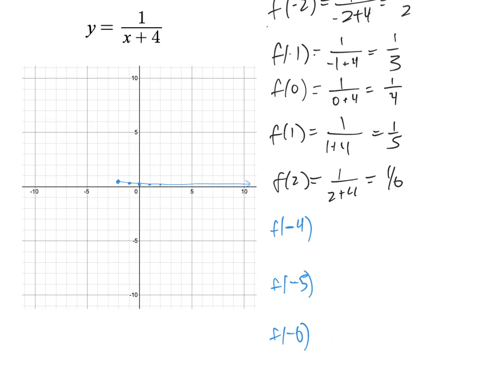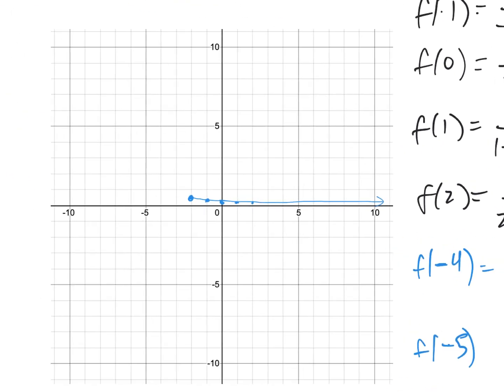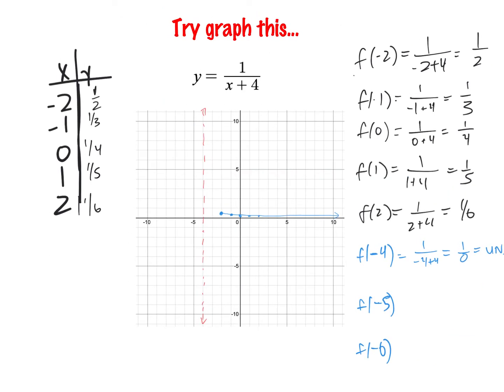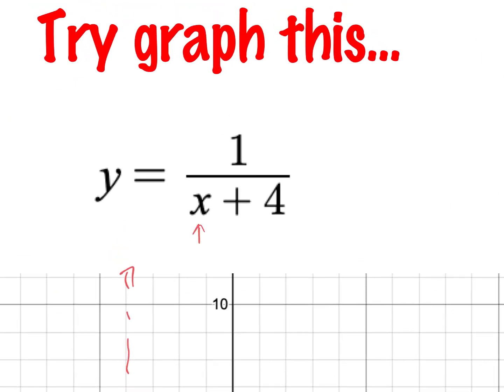So f of -4 is equal to 1 over -4 plus 4, which is 1 over 0, which is undefined. Okay, so I found my asymptote. It's at x equals -4. So I'm going to go to -4, and maybe in a different color even, I'm going to graph my vertical asymptote. So that's super important that you know where that vertical asymptote is. Another way to think about it is, hey, what number on the denominator is going to make this denominator 0? In this case, it was -4. So my asymptote was x is equal to -4.